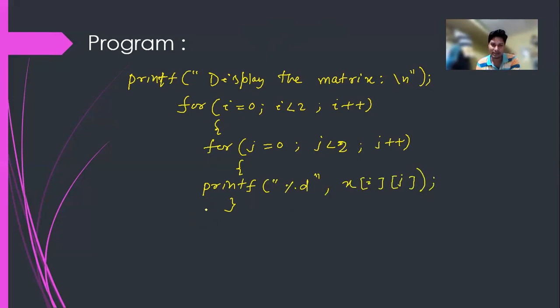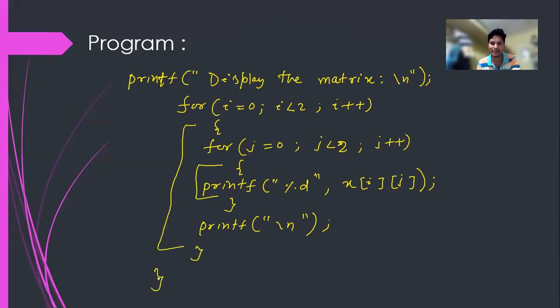So here after the internal for loop, I'm using a printf function within double quotation \n bracket and semicolon. Then this for loop completes. After that, the main function completes. So this is all about the program.